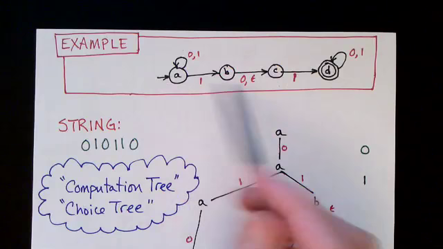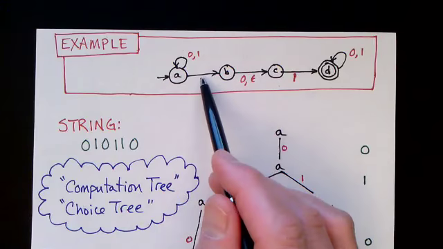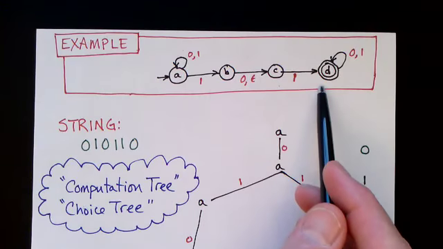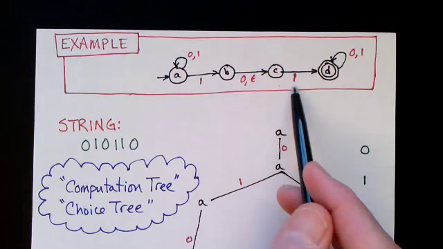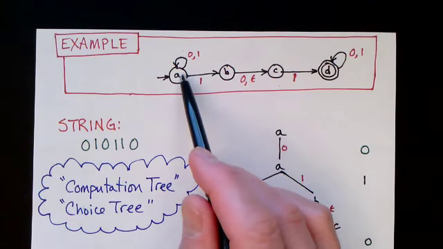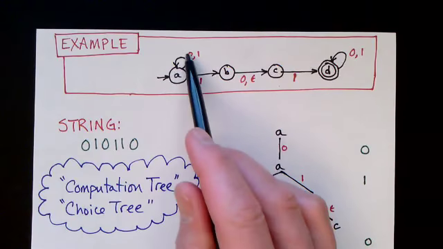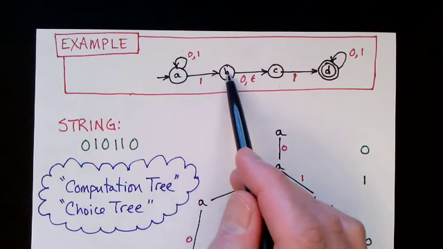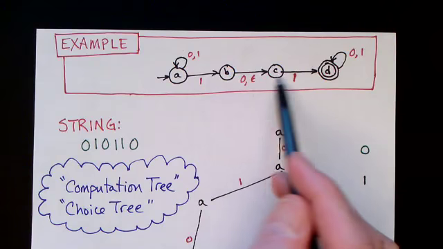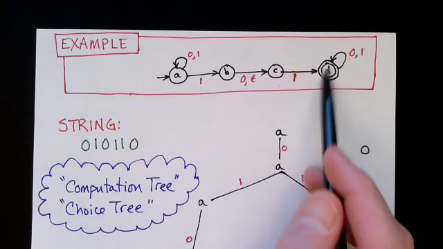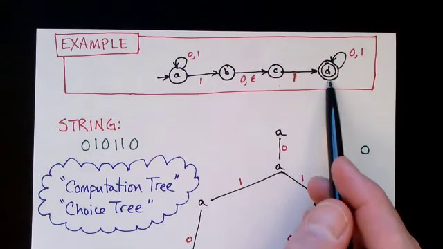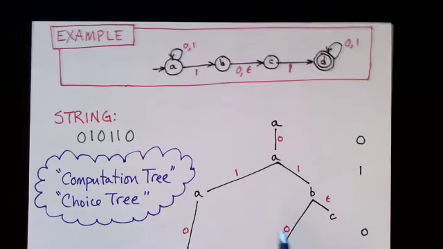There may be other ways to get from the initial state to the final state with this string. But there's at least one that I've just shown: 0, 1, 0, 1, 1, 0. So that means this string is accepted.